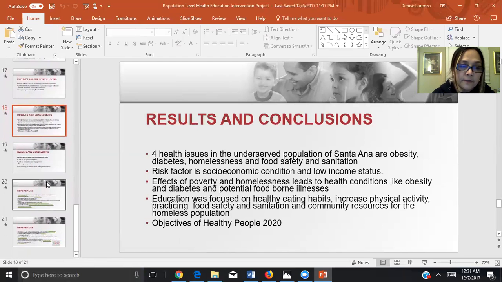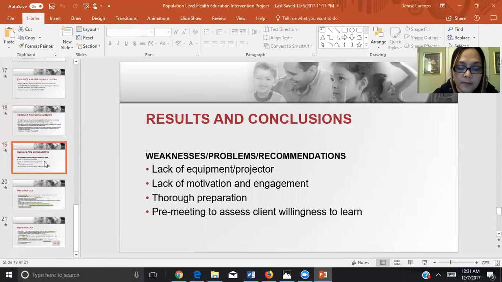The weaknesses of this project and the problems I've encountered: it was difficult to have a professional presentation due to the lack of equipment. There was no projector at the senior center and at the Santa Ana Club. Some of the seniors were also sarcastic during the presentation. They wanted me to give out money. They said that's what they wanted, not talking. Lack of motivation and engagement were also observed with the children at the Boys and Girls Club.